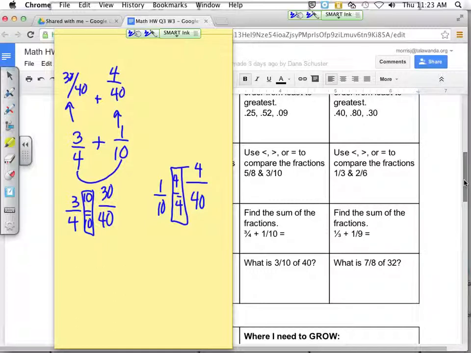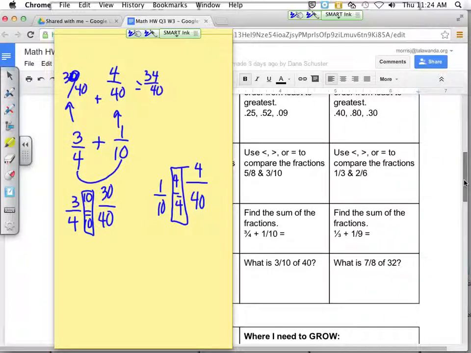Since they both have common denominators, I can add them together. And what's my new answer? Gage? 34. 34/40. Can I reduce 34 over 40?